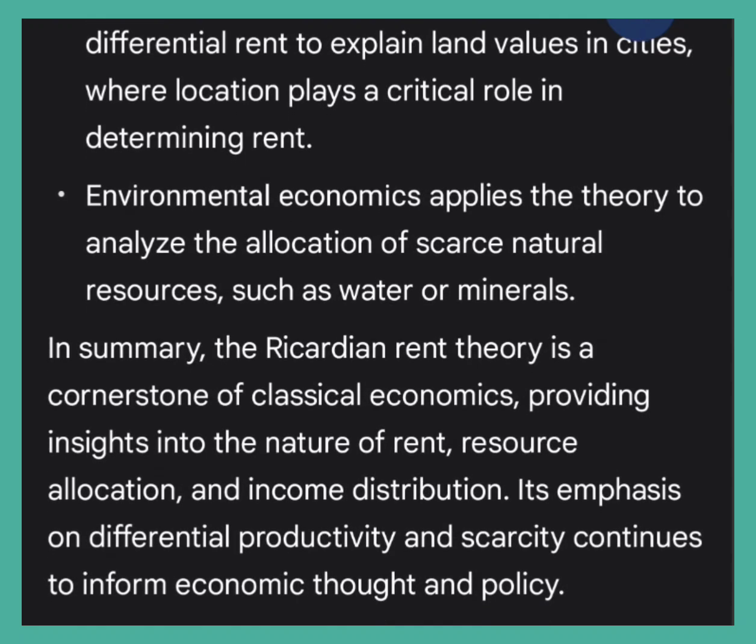In summary, the Ricardian rent theory is a cornerstone of classical economics, providing insights into the nature of rent, resource allocation, and income distribution. Its emphasis on differential productivity and scarcity continues to inform economic thought and policy.